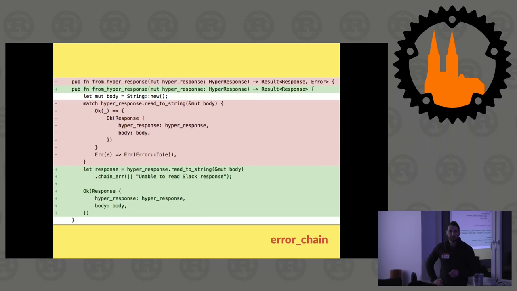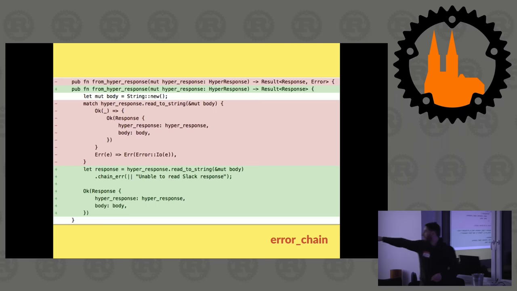I got a lot of help to get this running from Colin. But after that, with error chain, what you can do is you can again chain your error. What you could also do is you could simply add a question mark behind read to string here.